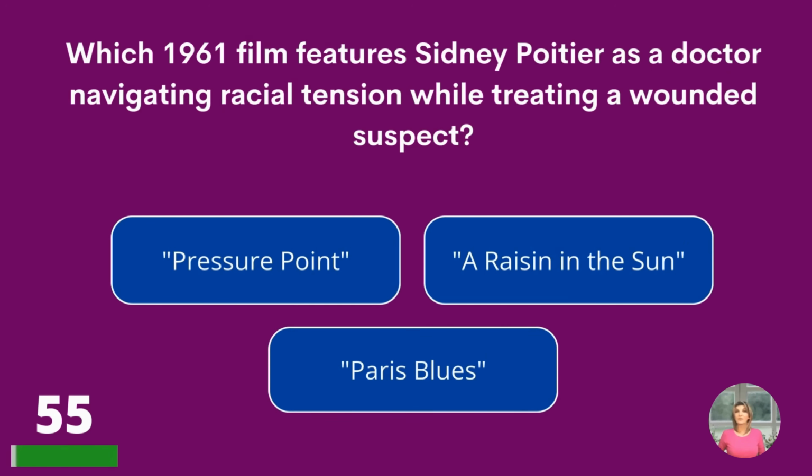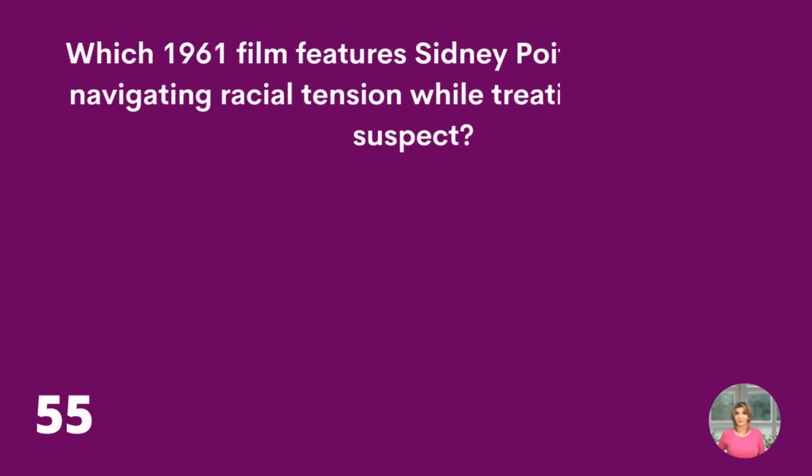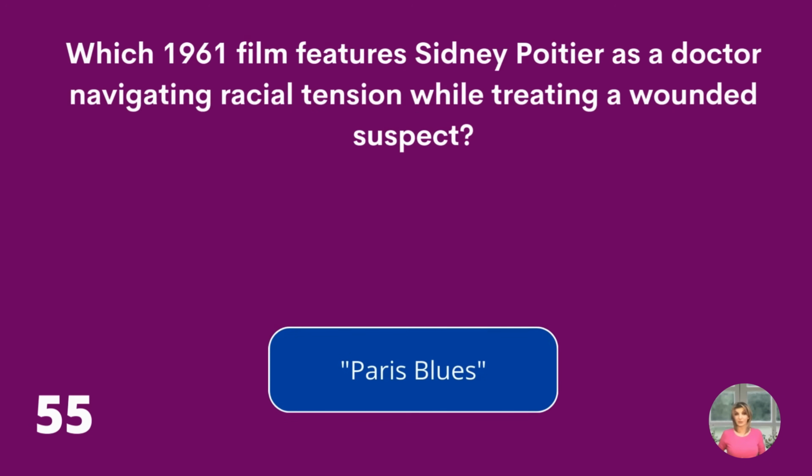Which 1961 film features Sidney Poitier as a doctor navigating racial tension while treating a wounded suspect? Pressure Point, A Raisin in the Sun, or Paris Blues? Paris Blues.